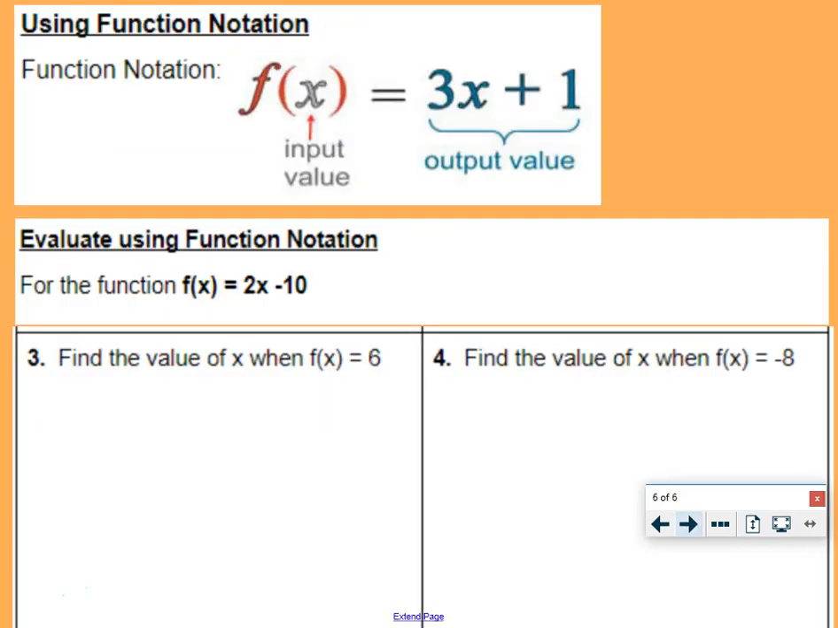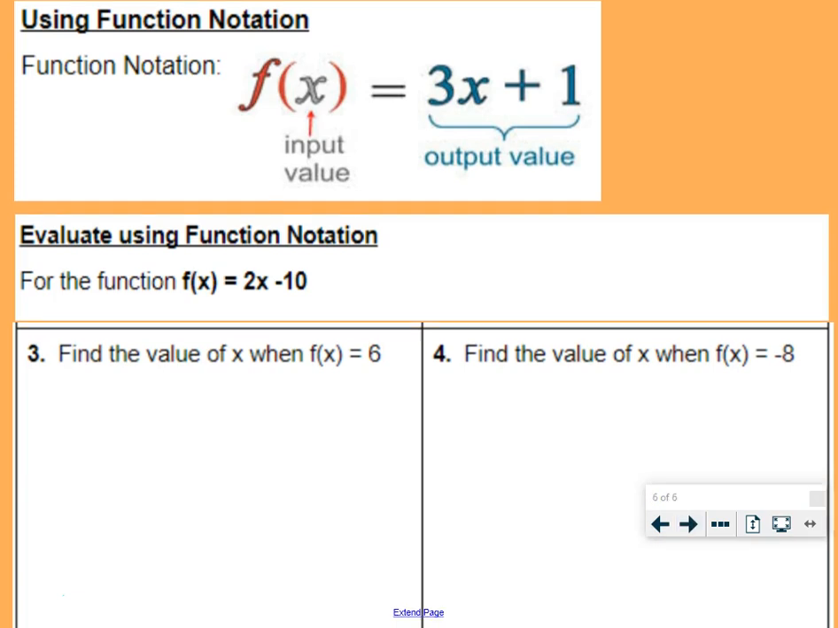Again, we're still using this function notation, but now we just have two more problems, number 3 and number 4. We're still using that same function, f of x equals 2x minus 10, but now it's just a little bit different. We want to find the value of x when f of x equals 6. So we want to know what is x if f of x equals 6.